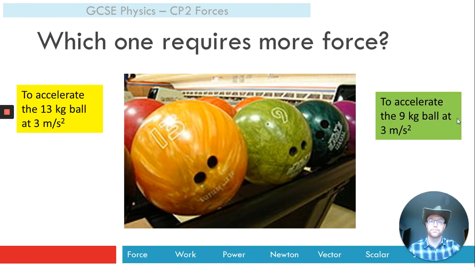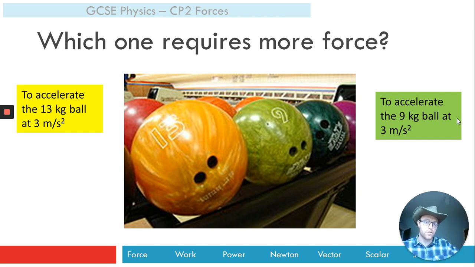Okay, Newton's second law, the theory. Let's just think about this first. Which one of these situations is going to require more force? I've got a 13 kilogram ball in one hand, I've got a 9 kilogram bowling ball in the other hand. I'm going to accelerate my 13 kilogram ball at 3 meters per second squared. Put in some force and give it that acceleration.